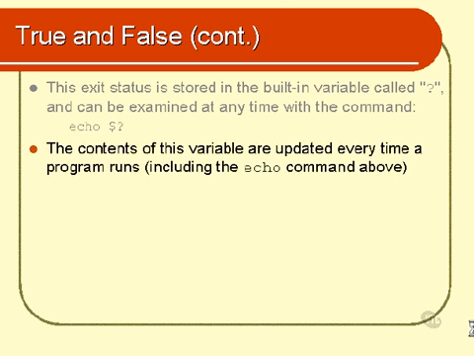You can examine the contents of this variable at any time, and every time you run any command at all, including just examining the status of that variable, the contents of that variable get overwritten once that program completes. So that $? is constantly changing. Let's have a look at how that actually works.